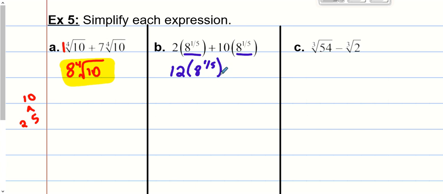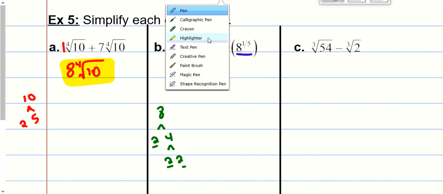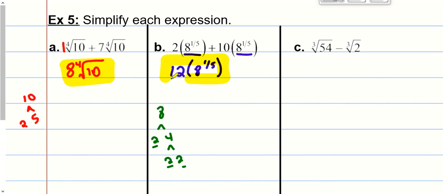On this one, see if it'll simplify. So if I take 8, it's 2 times 4, which is 2 times 2. So 1, 2, there's 3 of them, not 5 of them. So again, that is totally simplified. 12 times 8 to the 1/5. All right, one more of these.